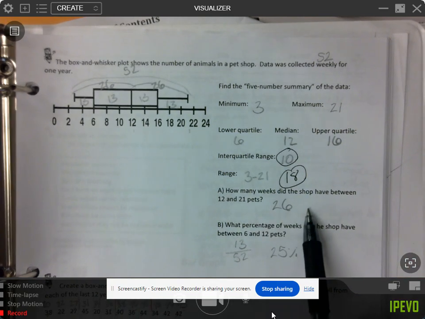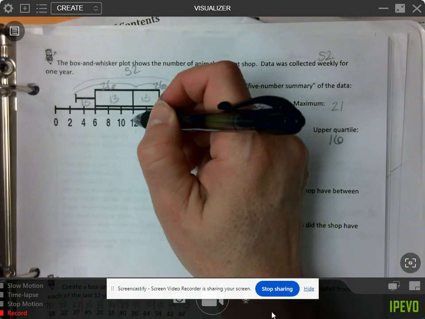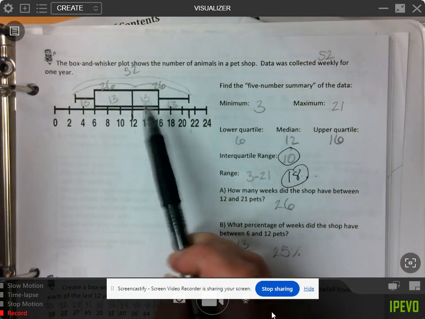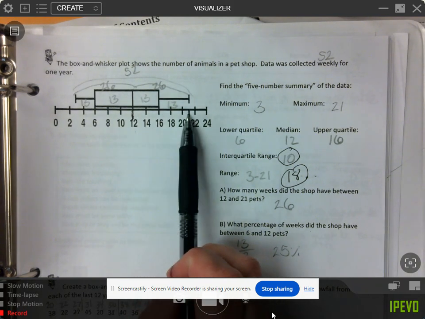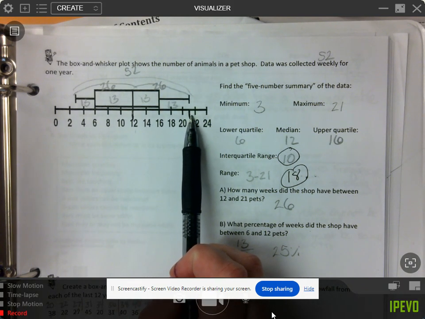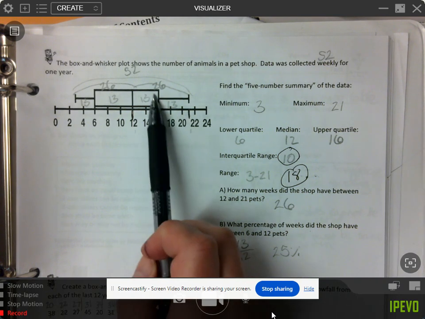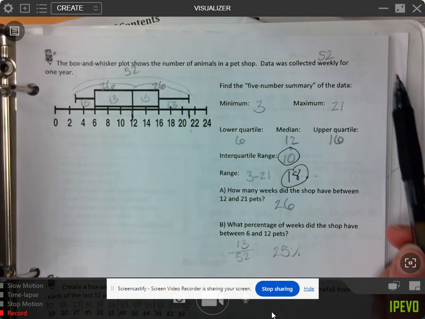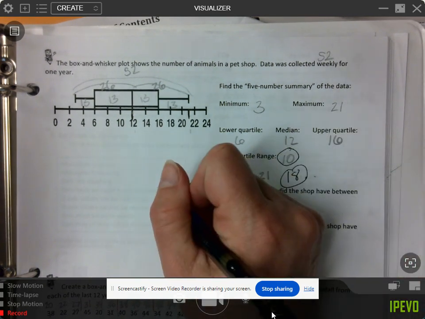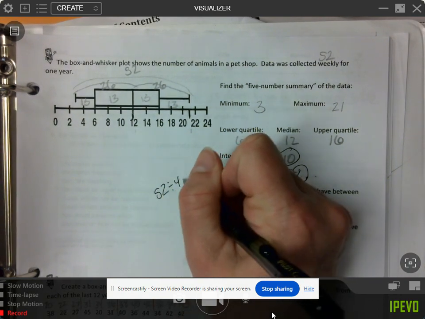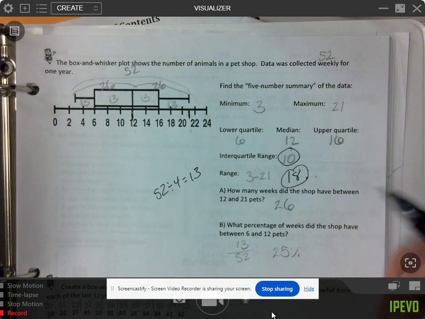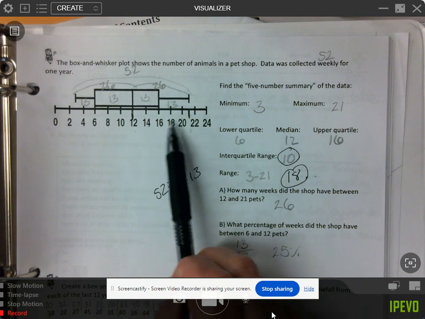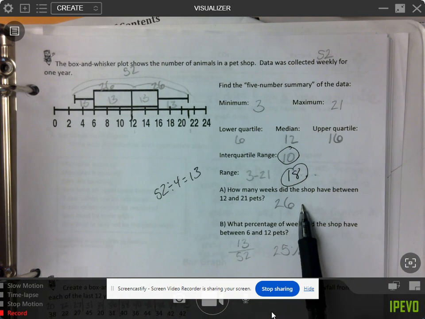How many weeks did the shop have between 12 and 21? So how many sections is that from 12 to 21? It's going to be 2 sections, right? We've got this section of the box, and then we've got the whisker section. So when we do our math, we have 52 divided by 4, we get 13. So it's 13 per section. We have 2 sections, so there are 26.